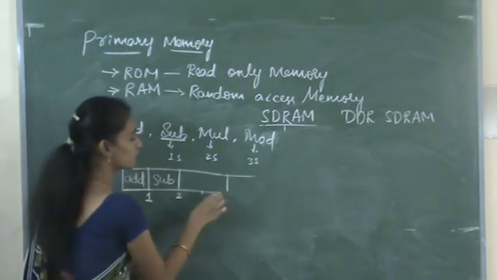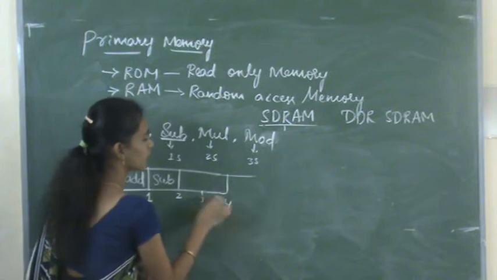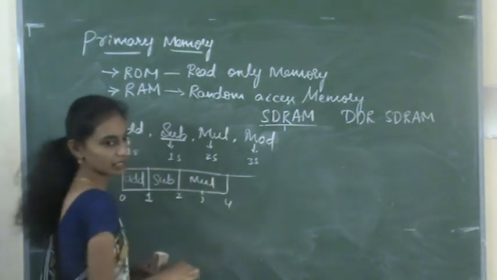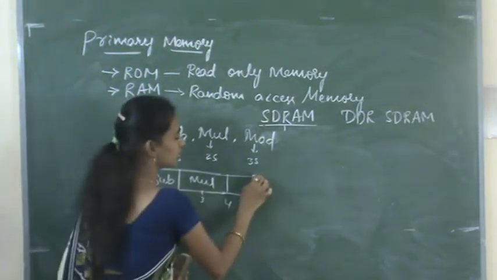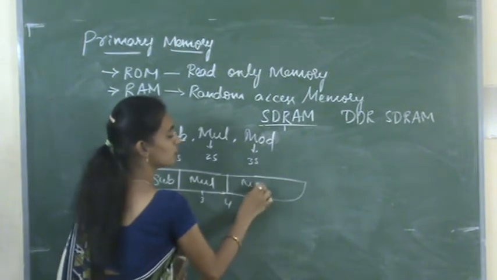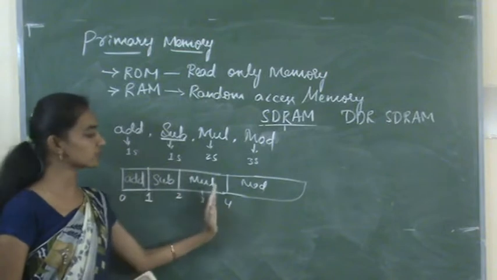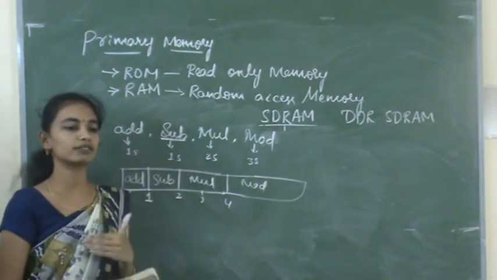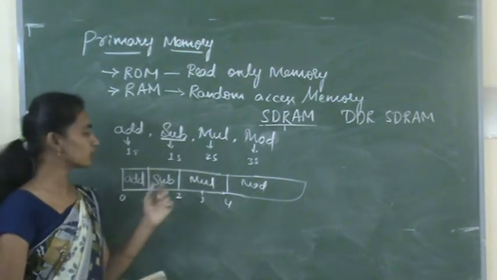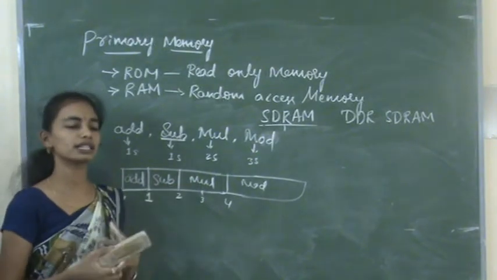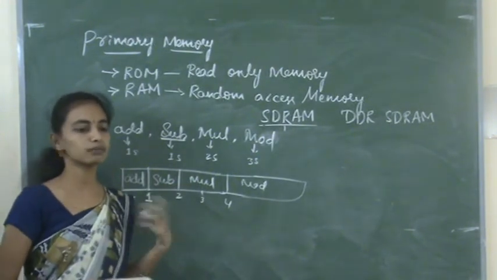Again after 2 seconds it will perform multiplication, right? After that, 3 seconds later, it will perform the modulus operation. So the CPU knows when the next instruction or the next cycle will be performed, right? So that it will be ready for the next instruction by keeping some data ready.